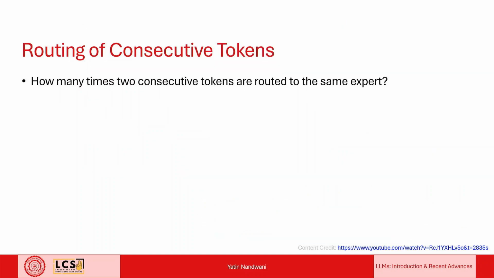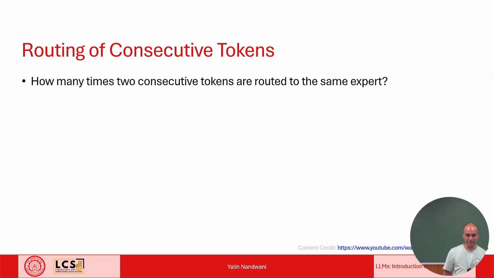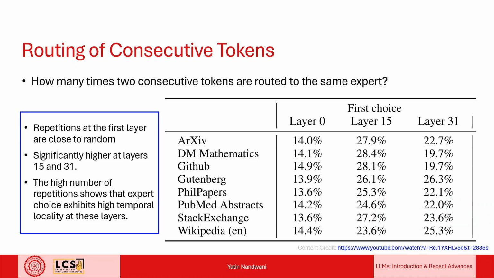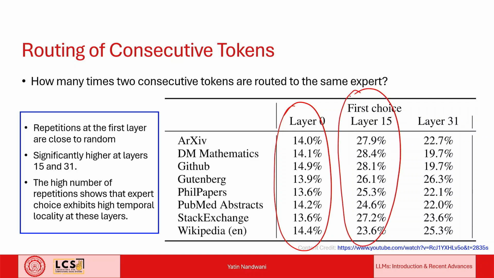Then there's another study which they do: is there any relationship between the routing of two consecutive tokens? If a particular token is getting routed to an expert I, then what about the next token? Is it also getting routed to the same expert I? Again, they find that in layer 0, they are closer to uniform. Uniform is 12.5, whereas in layer 15, it is not uniform. It is actually very far from uniform.